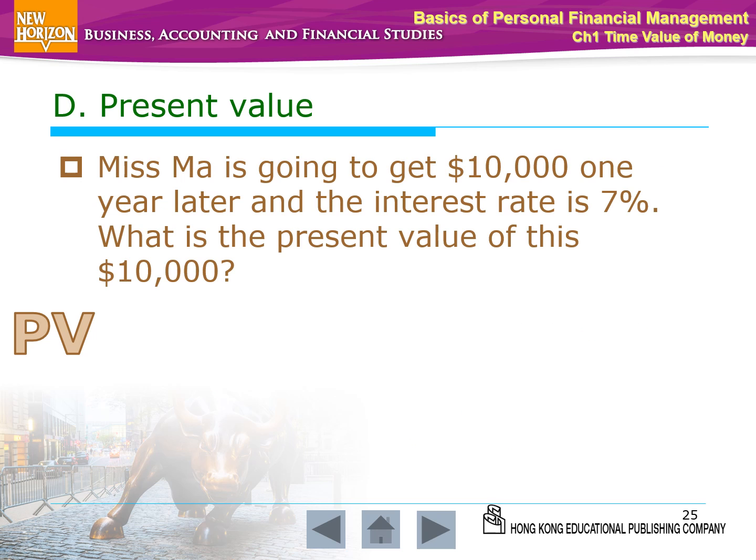Okay, let us look at the example. Ms. Smart is going to get $10,000 1 year later, and the interest rate is 7%. What is the present value of this $10,000? Now, you should know that this $10,000 is the future value. You are going to find the present value. Of course, you should know that the present value should be smaller than $10,000. So the factor 1 plus 7% should be put in the denominator.